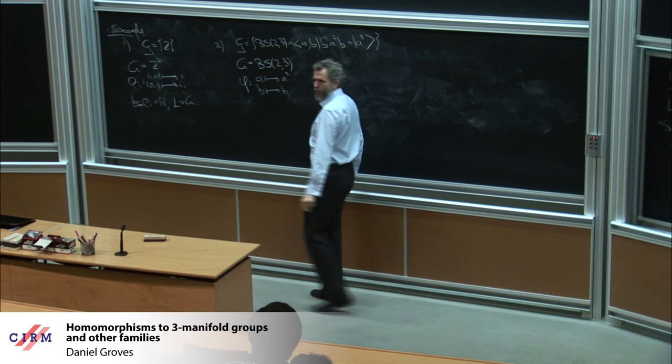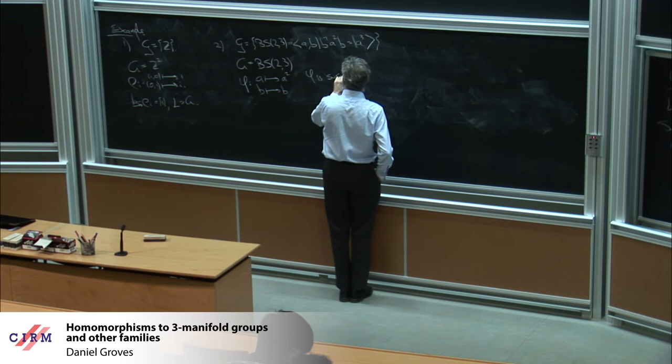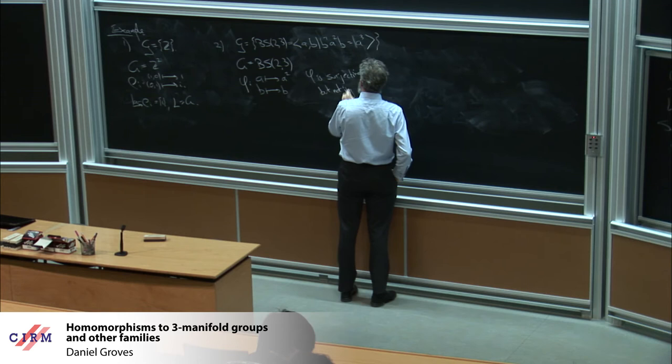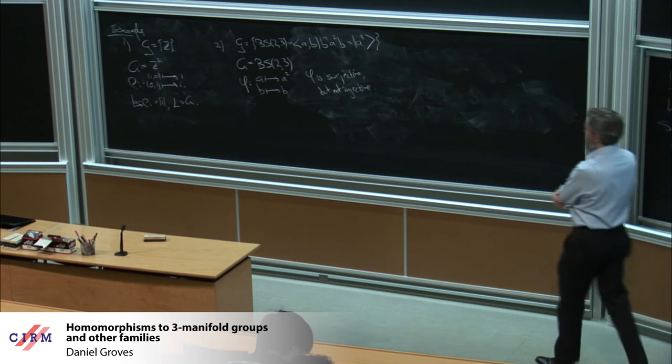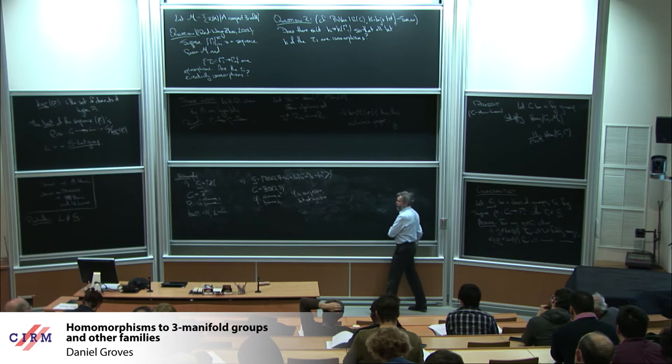Okay, so as I'm sure you all know, phi is surjective but not injective, because BS23 is non-Hopfian, and this is the homomorphism that verifies that. And I'm going to take my rho i to be the powers of phi, the iterates of phi.